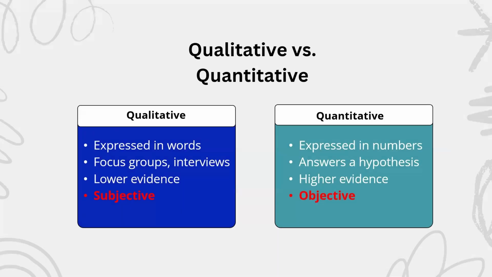So when I talk about qualitative versus quantitative, a couple of things to keep in mind when you're looking at different types of clinical evidence. Qualitative evidence is going to be things that are expressed in words. So these could be focus groups or interviews or narrative summaries. These tend to be lower quality evidence, so towards the bottom of our pyramid, and they can be more subjective. Quantitative evidence, on the other hand, is things that are expressed in numbers. So this is where you're testing a hypothesis. You have a statistical analysis that's been performed, and these are generally higher quality evidence. This provides you with objective information about whatever research question it is you're investigating.